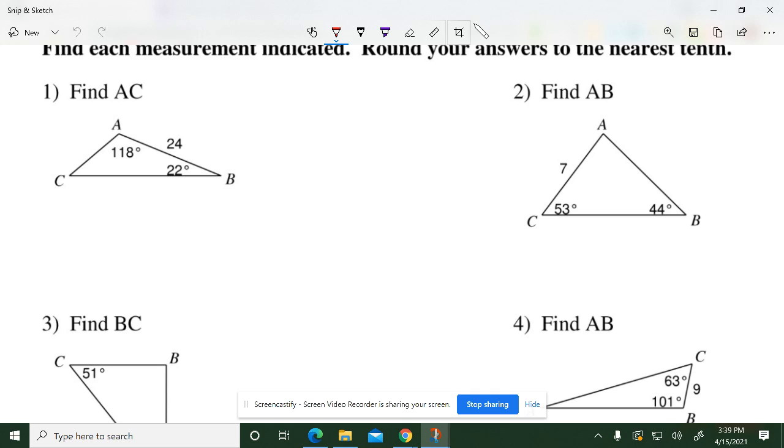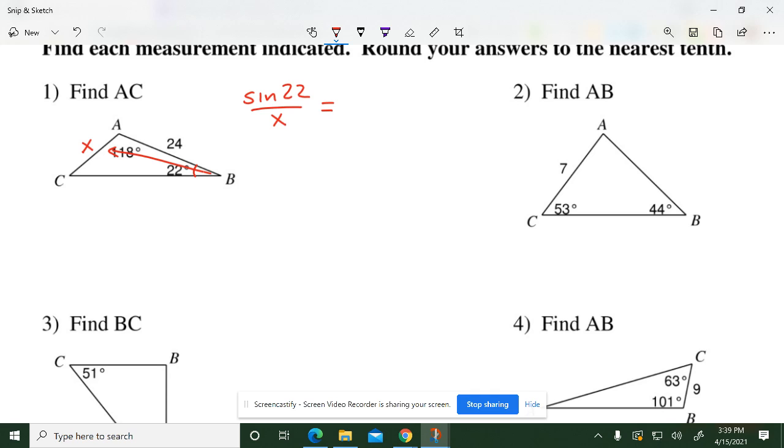So on number one, it says find AC. So I'm going to put an X right here on side AC. That's what I'm looking for. And then I'm going to go ahead and set up my first fraction. So X is across from, or opposite from, angle B, which is a 22-degree angle. So I'm going to say sine of 22 over X.